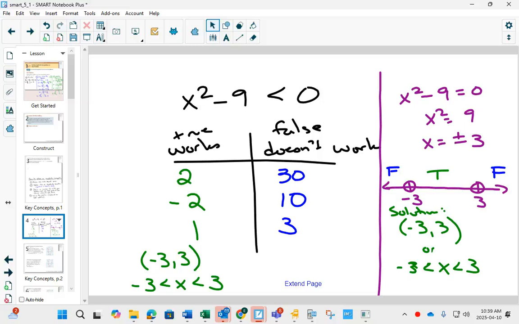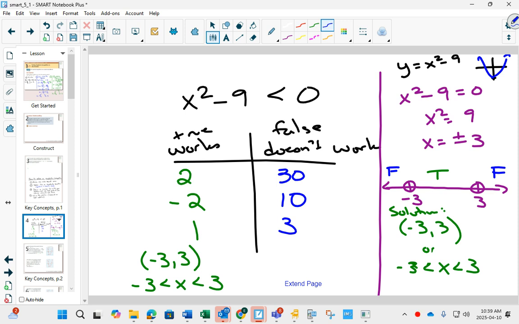Okay, so we can also think about this with graphs. If you use chapter 4 and you thought about this as a graph, you see that your vertex would be at 0, -9. It would be like the x squared graph got moved down 9 units. And if I graphed it quickly, here's 0, -9, I'll graph it in blue. It would look like this.